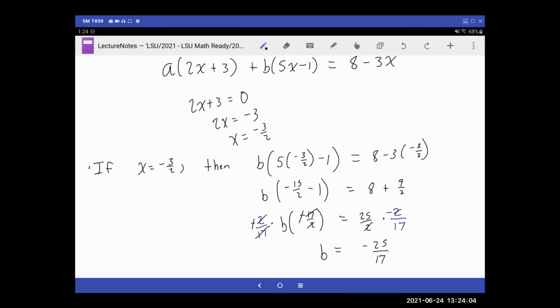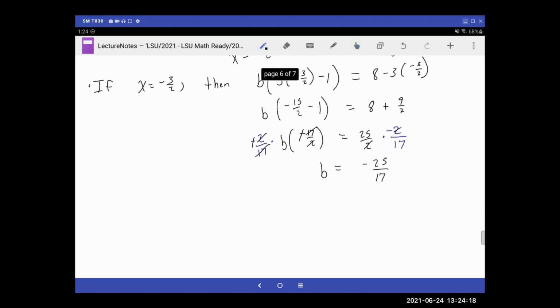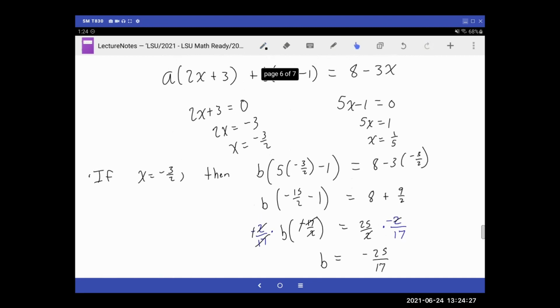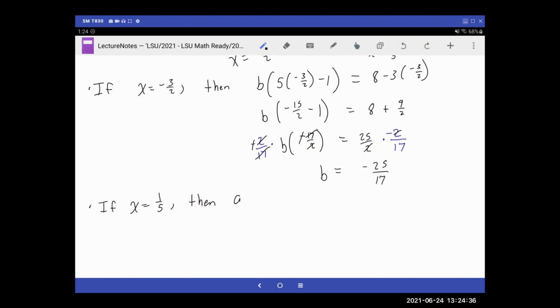Okay, let's decide what to plug in for x for the second case. Add 1 to both sides, divide by 5. I get 1/5. So if x is 1/5, then this one's going to equal 0. So we're going to ignore it. 2x plus 3 will become 2 times 1/5 plus 3 equals 8 minus 3 times 1/5.